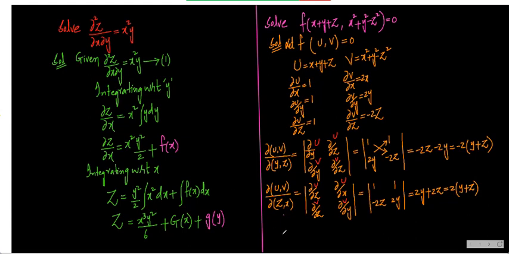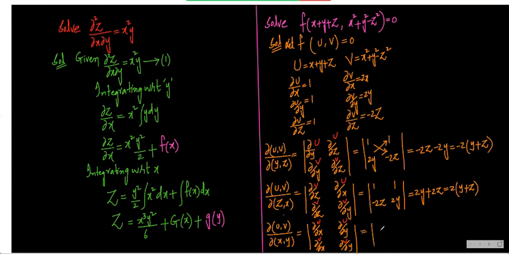Now one more is left, that is ∂(U,V) with respect to (X, Y). This is ∂/∂X, ∂/∂Y, ∂/∂X, ∂/∂Y. Let's see what we get here: U, U, V, V.